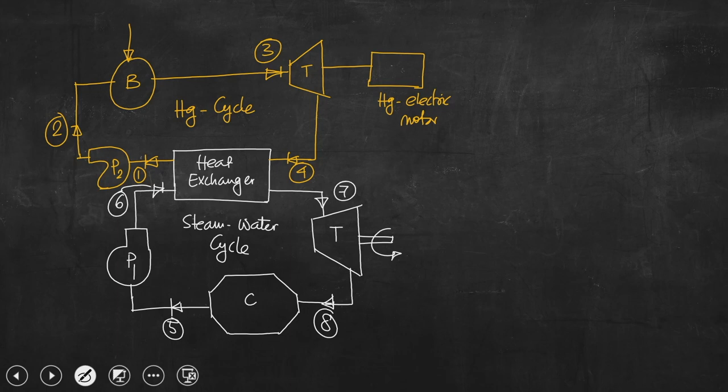So, you know that this is the binary vapor cycle. The idea was to use both fluids. We are enjoying the attractive features of mercury, which are usable at high temperature. Also, we are exploiting the attractive feature of water at the low temperature part of the cycle. So, this is the high temperature part, and this is the low temperature part.